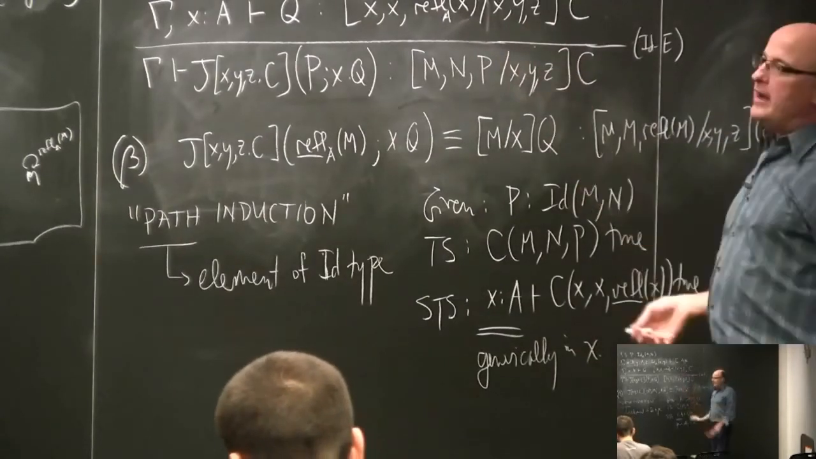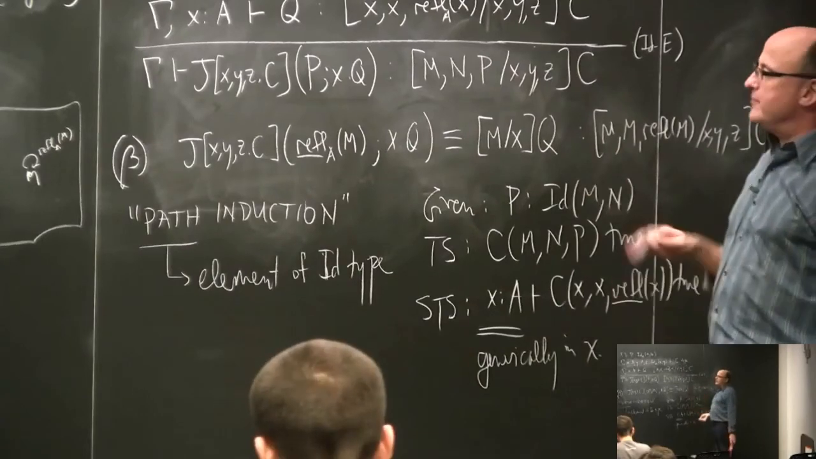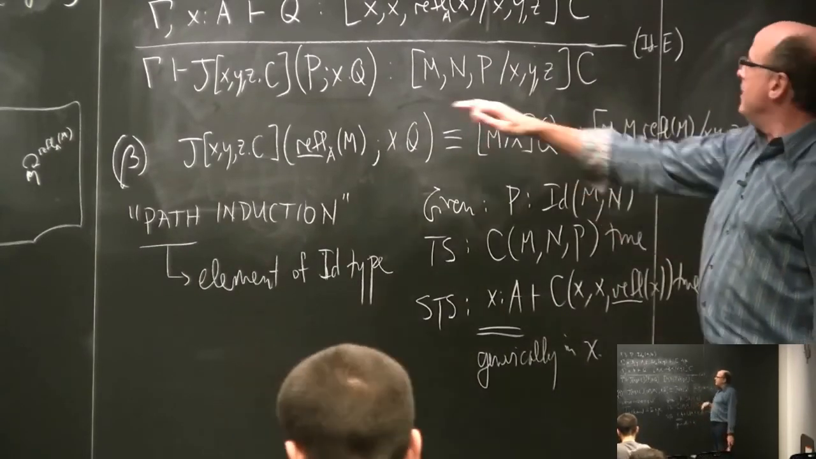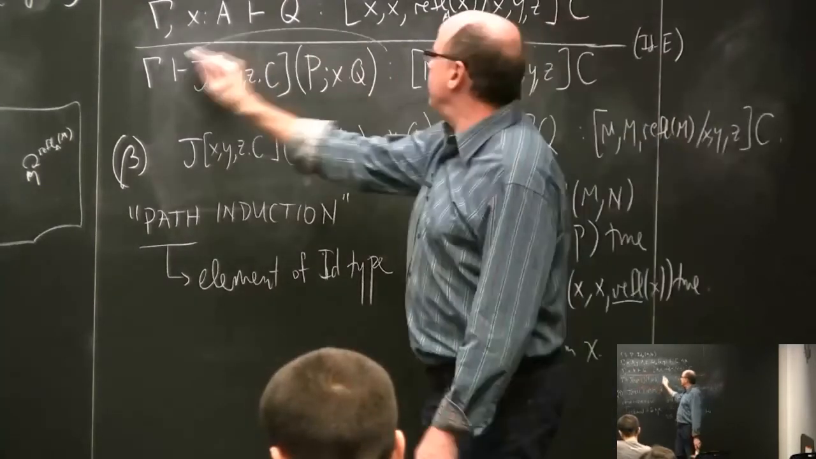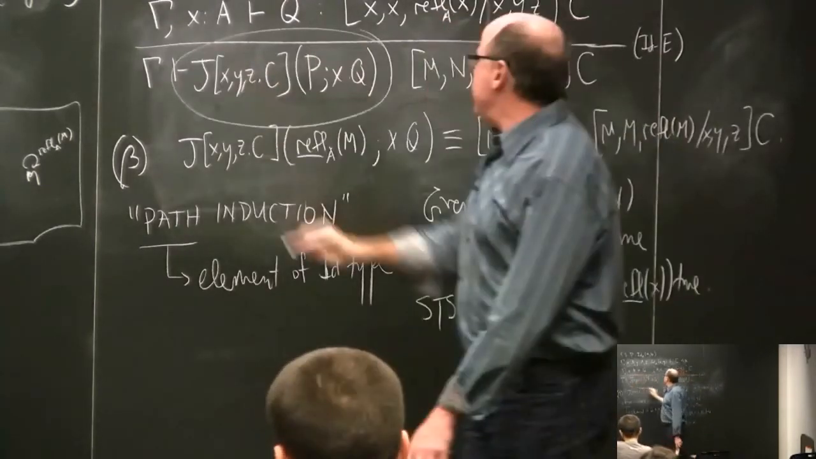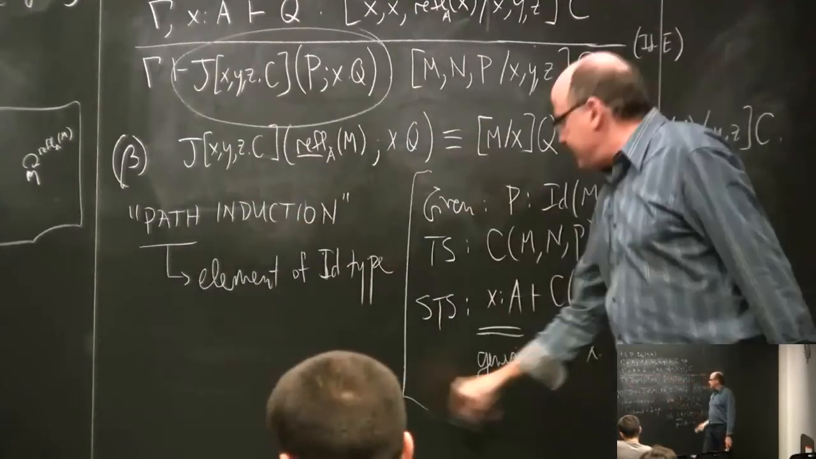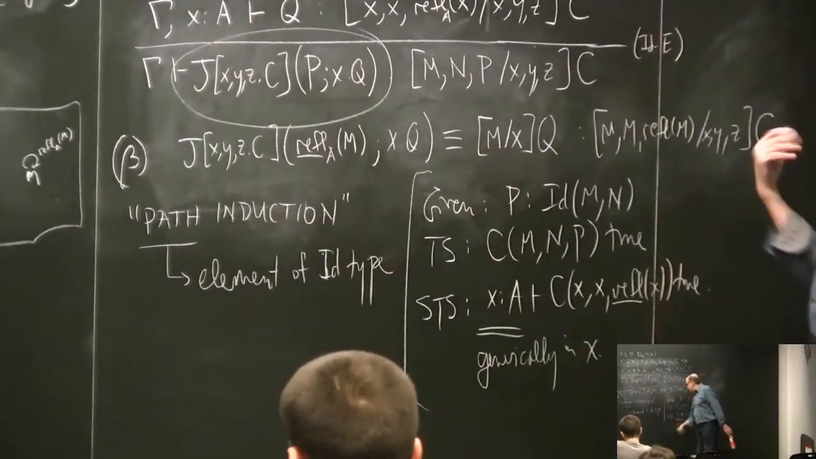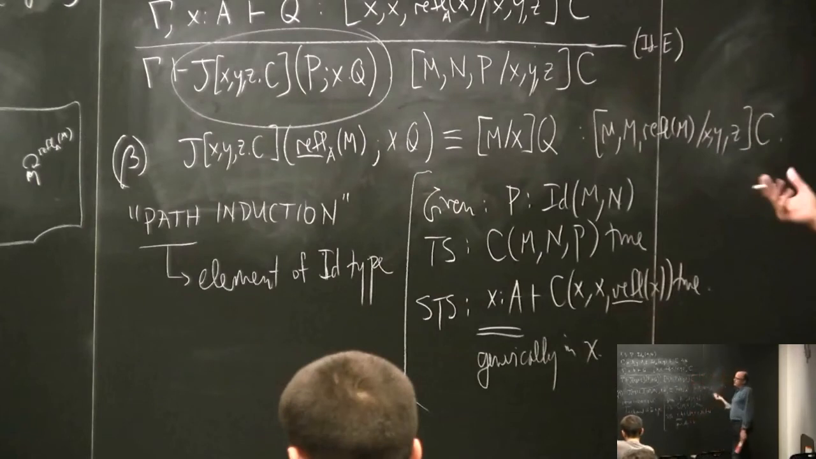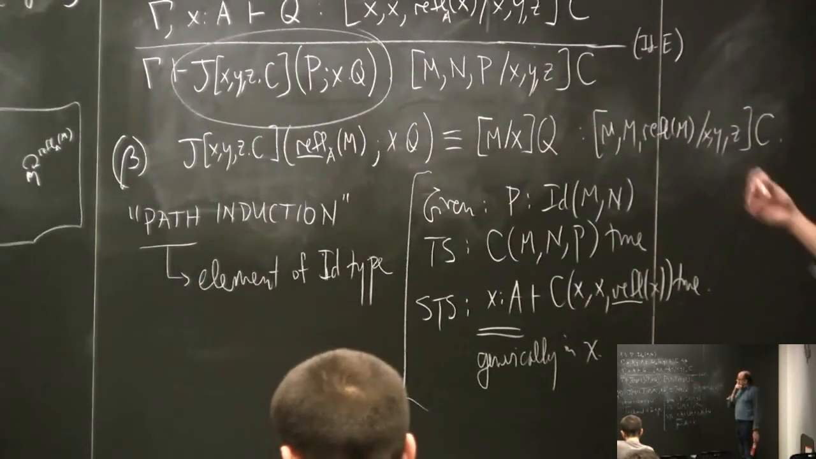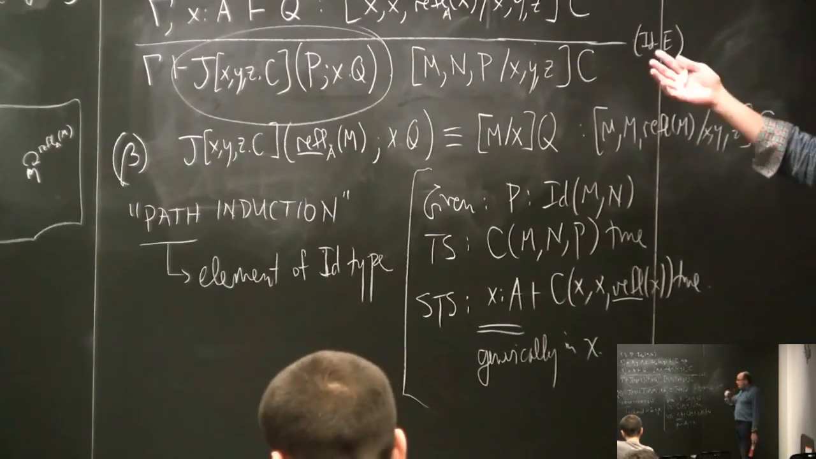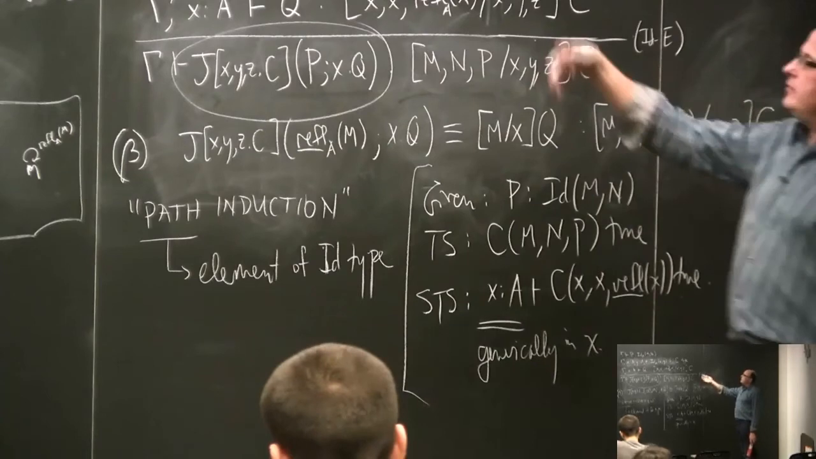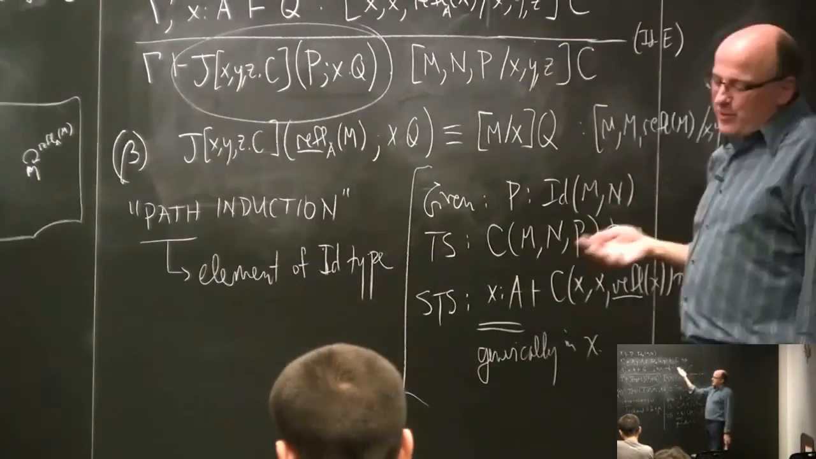So right now, everything hangs together in a way that I hope is fairly intuitive. Okay, so this is the computational content, this J thing, it's always called J. This J thing is the computational content of the principle of path induction, just as the recursor that I mentioned last time is the computational content of the principle of mathematical induction.